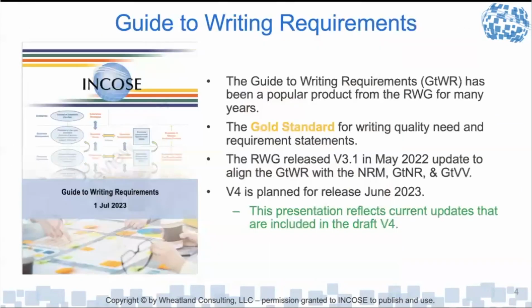So the INCOSE Guide to Writing Requirements has been a very popular product from the Requirement Working Group for many years. It's a gold standard for writing quality need and requirement statements. A lot of tool vendors that are developing digital assistants for helping people craft requirements and assess the quality of requirements use the set of rules in the guide as foundation for their tools. We released version 3.1 in May 2022, along with the release of the manual and the guides.